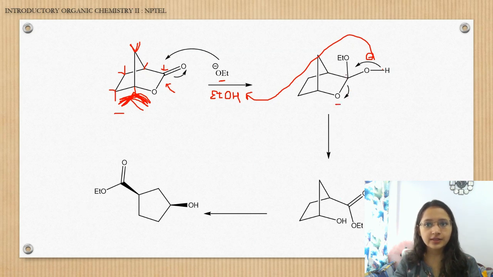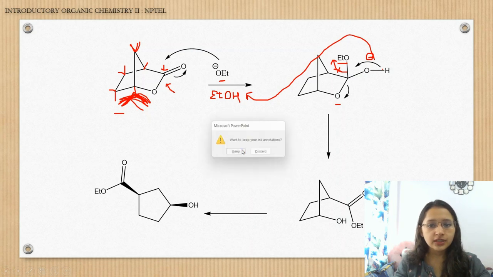This bicyclic system is getting cleaved. Why is this bicyclic system cleaved? See what happens. OEt has a tendency to leave. We know that OEt is a good leaving group. But now, after cleaving this OH bond, this is not leaving. Why? Because the bicyclic system is a strained system. This is a strained system, so it wants to neutralize the strain.